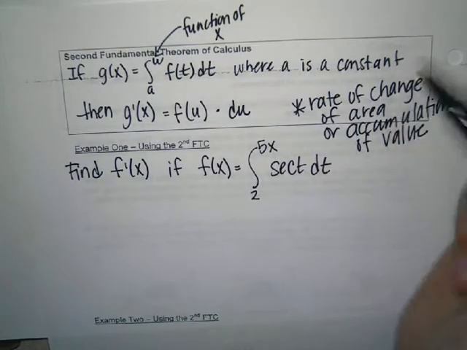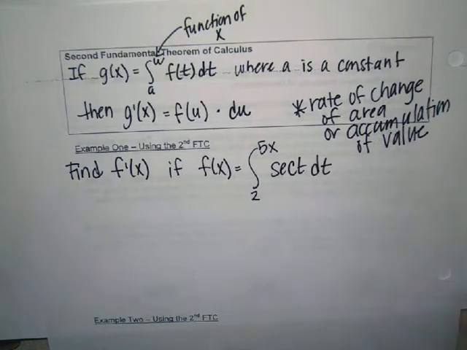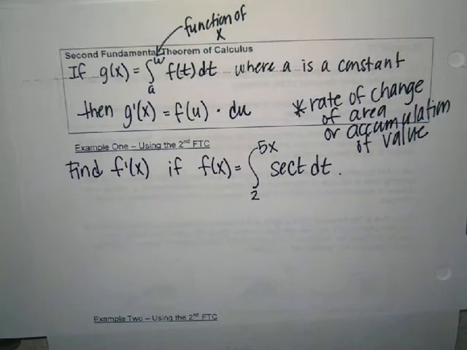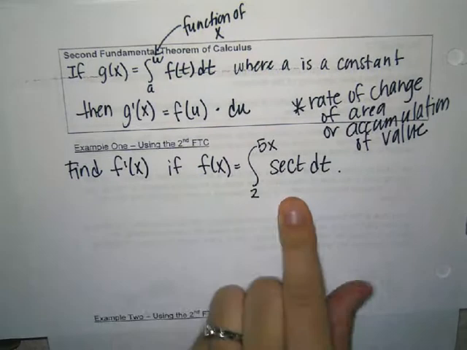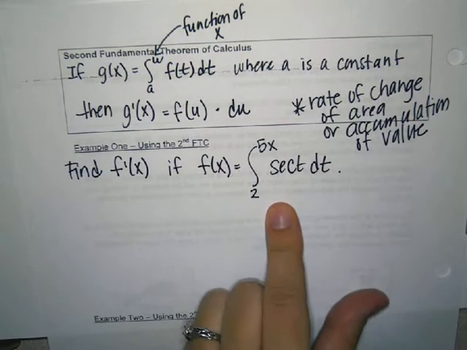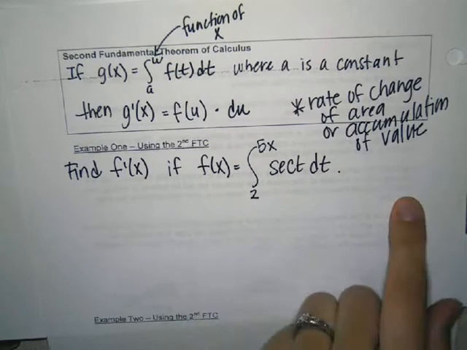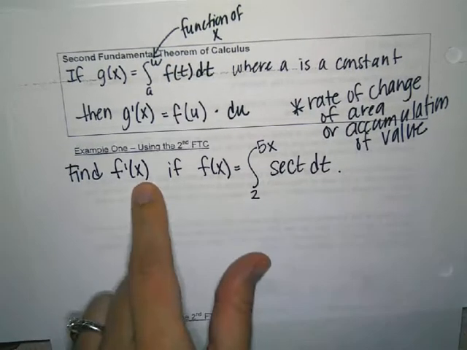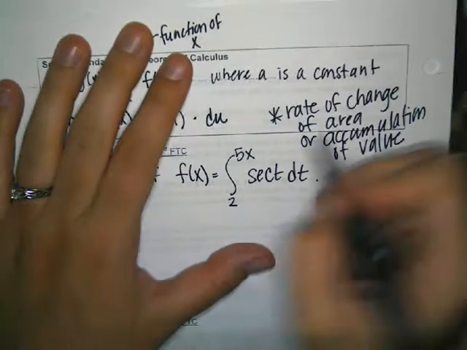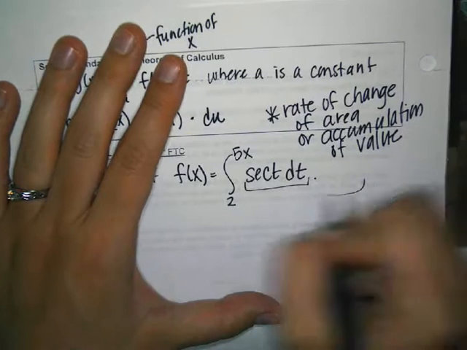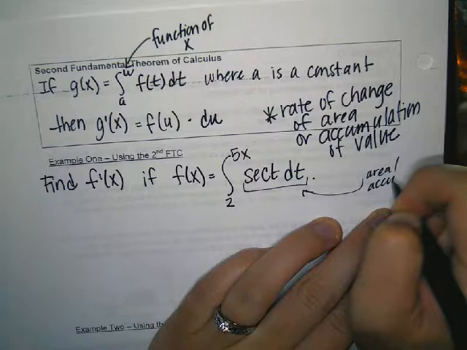Now, let's just talk through what this would look like if we did it the long way. We'd have to integrate this by hand, which actually there's no straight integral rule for secant t anyway. And then when we did actually integrate it, we'd have to take the derivative because my goal is to find the rate of change of this accumulation of value. So a couple things here. This represents area or accumulation of value.